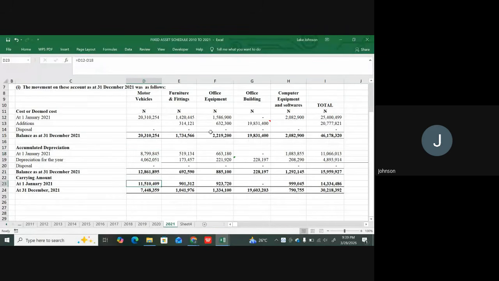Okay, then to get your carrying amount at the end, you're going to say your closing balance for cost minus the closing balance for depreciation. You're going to get the carrying amount at the end. Okay, and that is that. So I believe with this, we all understand depreciation. Anybody that doesn't understand depreciation can consult me privately. I can still attend to the person.